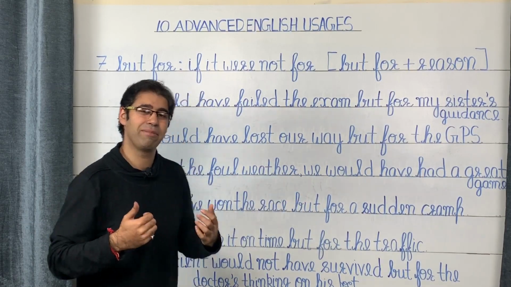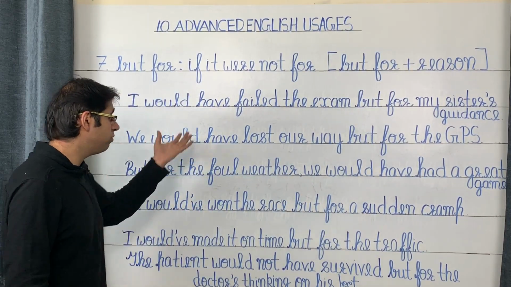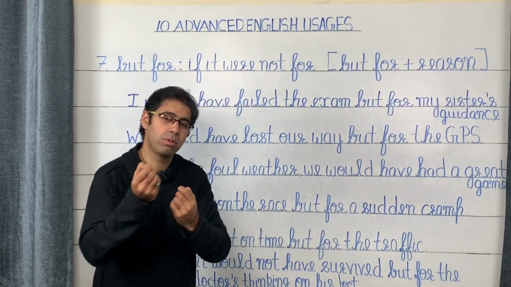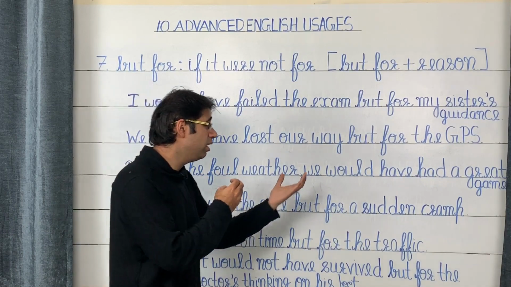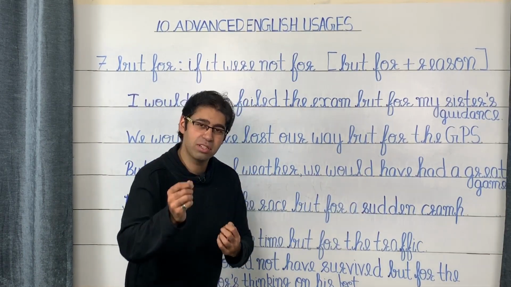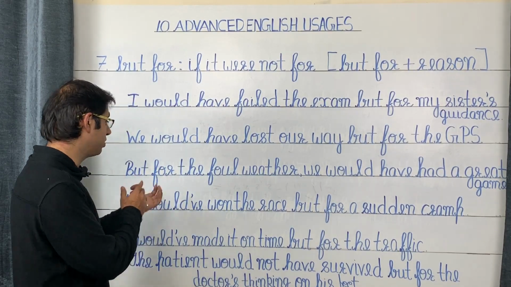And you have that example as, but for the foul weather, we would have had a great game. Now, what is that probable event over here? That was to have had a great game. That did not happen. What was the reason for that? The reason for that was the foul weather.